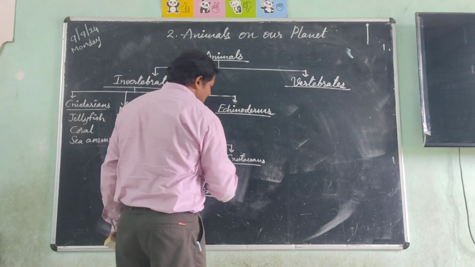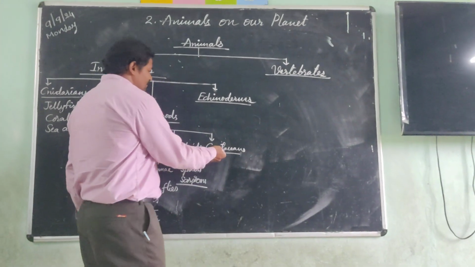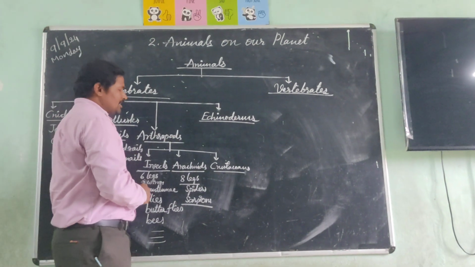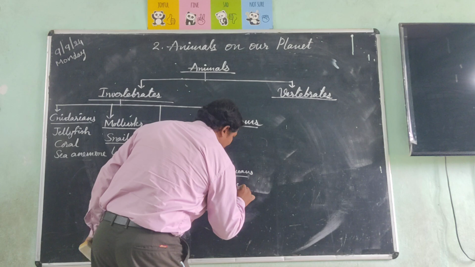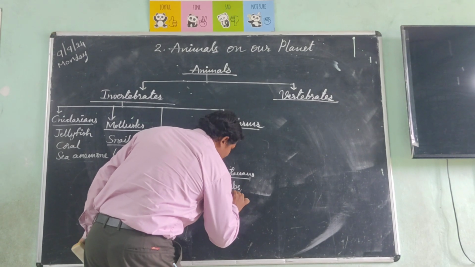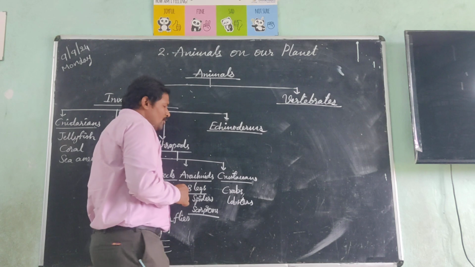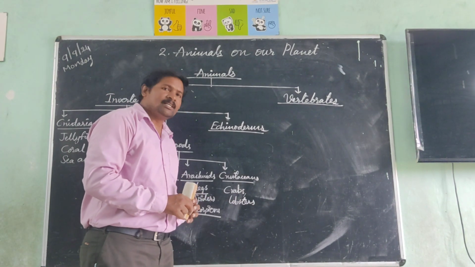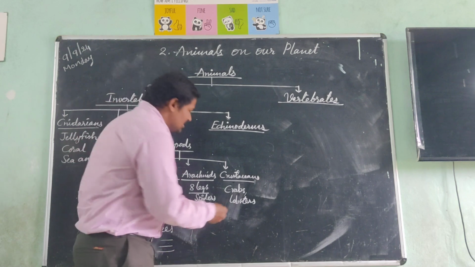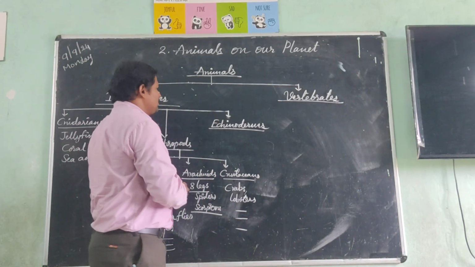Then what about these crustaceans? These are again another class of arthropods, crustaceans. Crabs, lobsters. Some more examples are there in the studio book. It's your work to collect those examples and fill in this concept map.